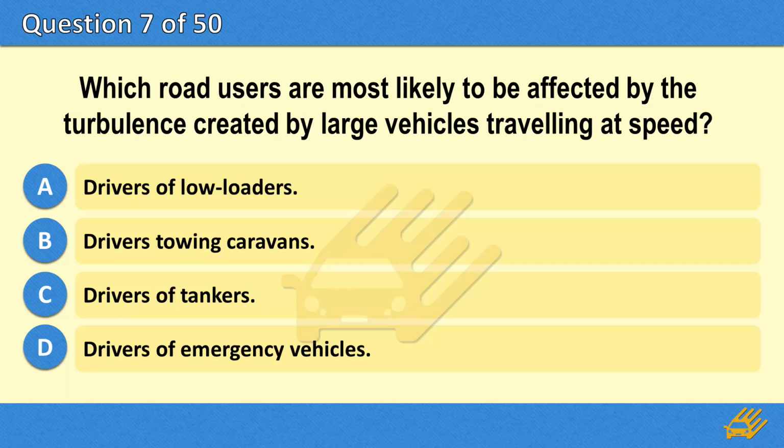Which road users are most likely to be affected by the turbulence created by large vehicles traveling at speed? A. Drivers of low loaders. B. Drivers towing caravans. C. Drivers of tankers. D. Drivers of emergency vehicles.